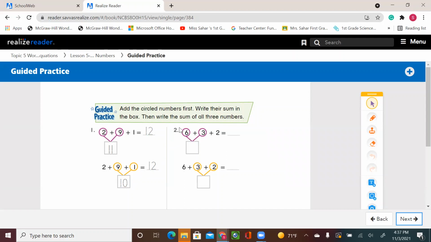Let's go for number 2. The first two numbers, 6 plus 9. I'm sorry, 6 plus 3. So 6 plus 3 equals 9. Very good. So let's put it down. All right. And now 9 plus 2. So 9 plus 2 equals, very good, 11.